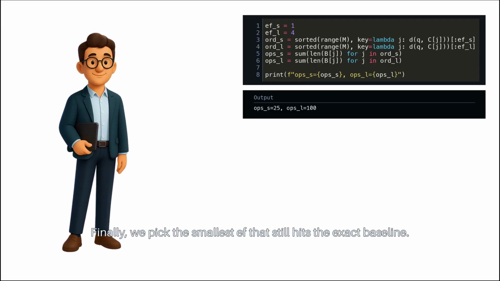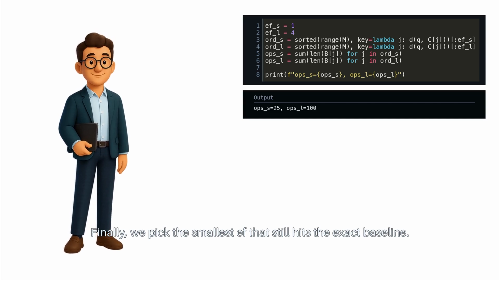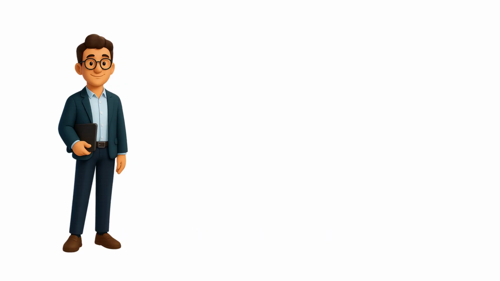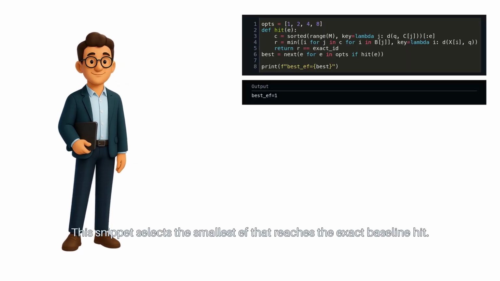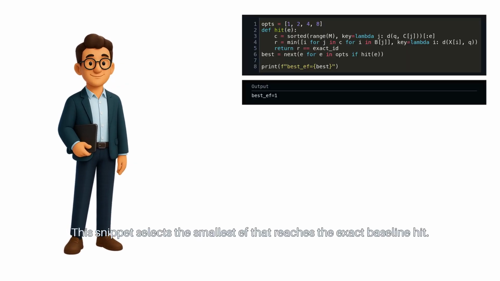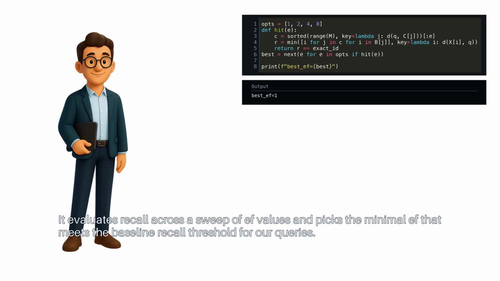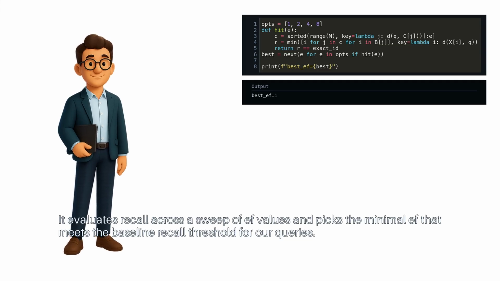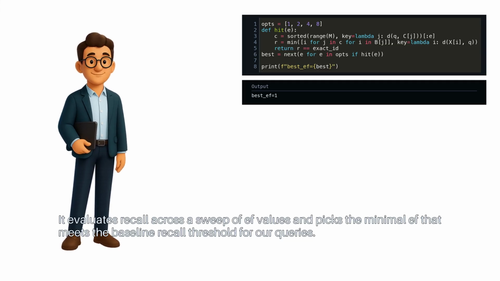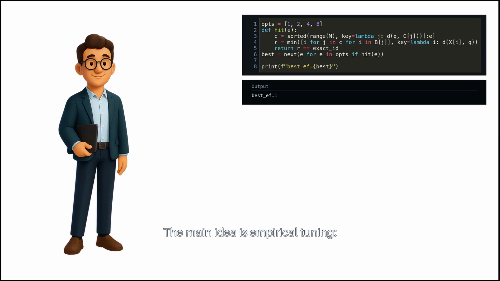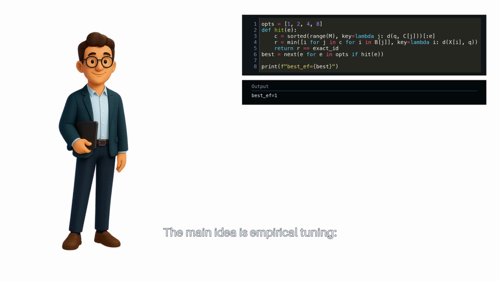Finally, we pick the smallest EF that still hits the exact baseline. This snippet selects the smallest EF that reaches the exact baseline hit. It evaluates recall across a sweep of EF values and picks the minimal EF that meets the baseline recall threshold for our queries. The main idea is empirical tuning.